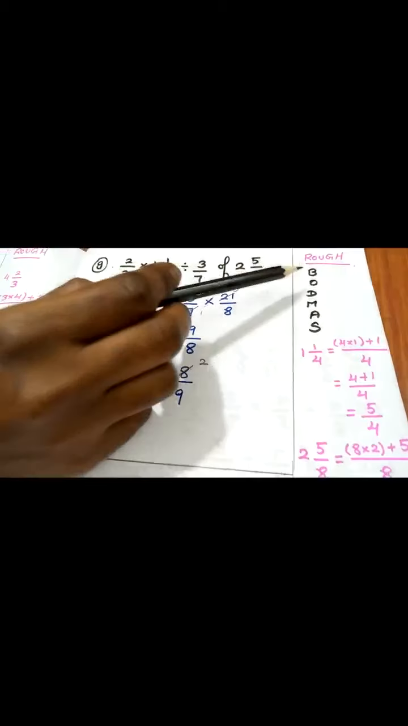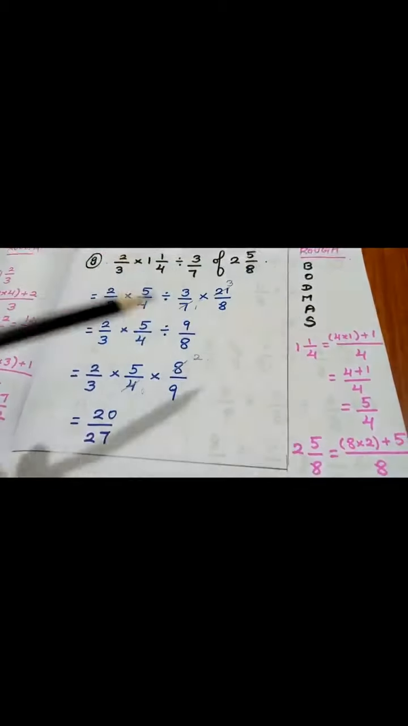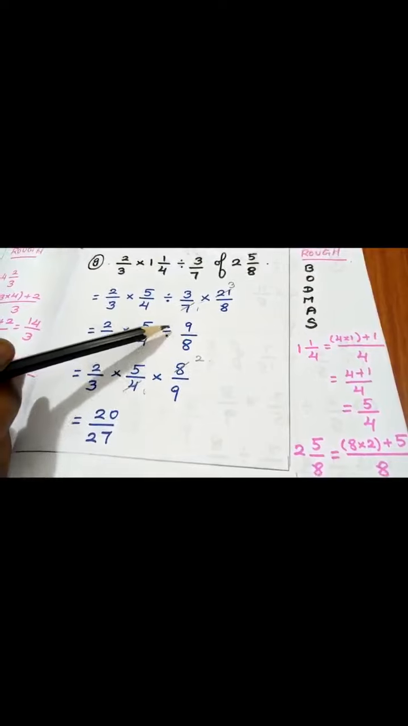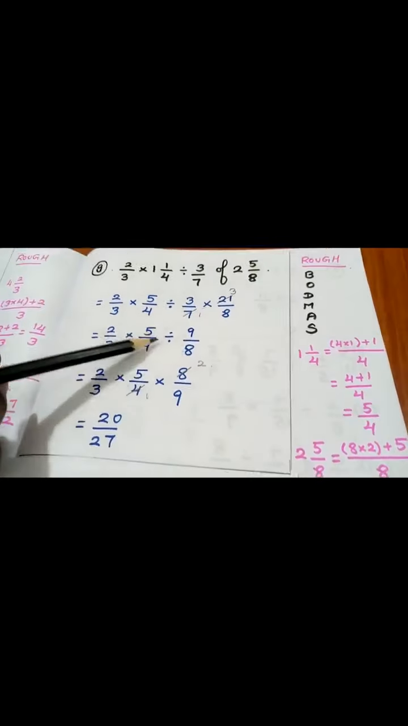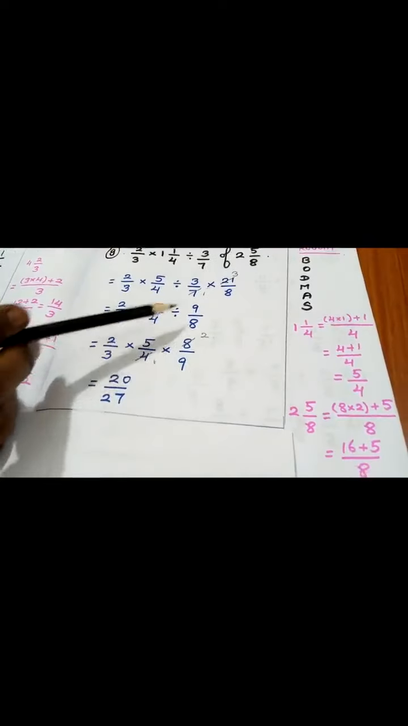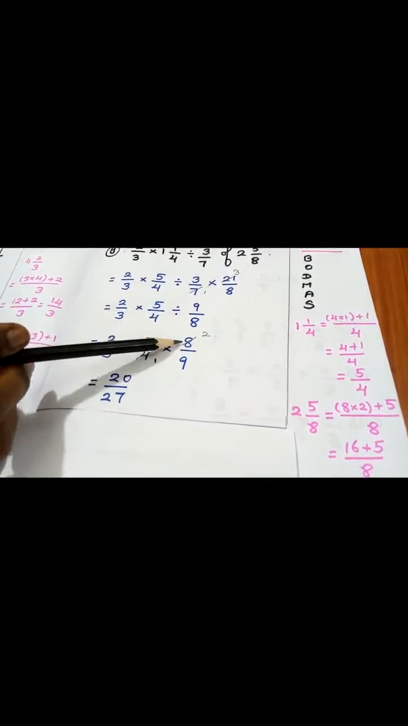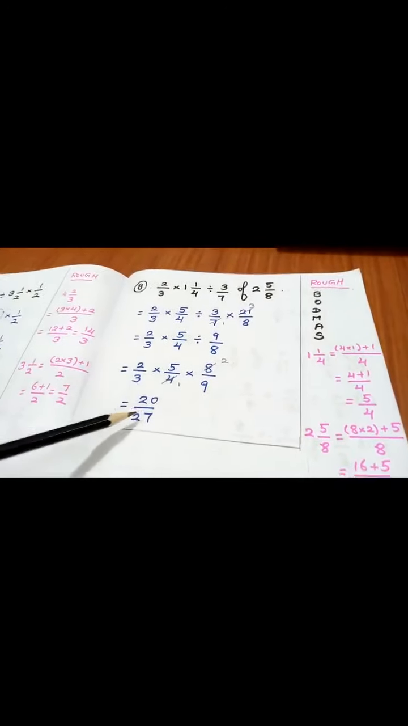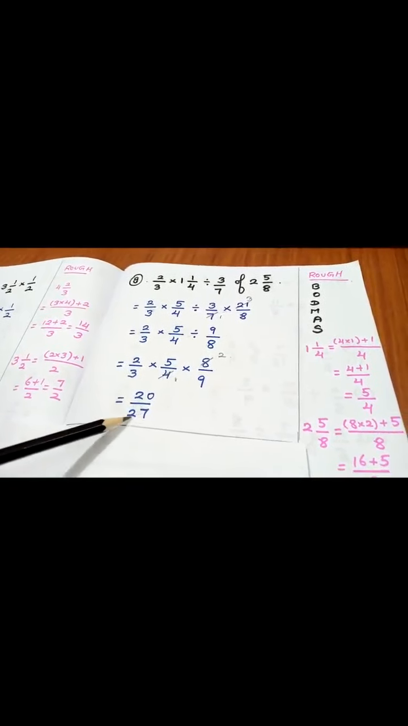That is the rule. That is the rule for BODMAS. That is why I have written here. Once I write this value 9 by 8, what I am going to do is convert this division into multiplication. What happens? It becomes a reciprocal, 8 by 9. Calculate the term, you will get the answer as 20 divided by 27, students.